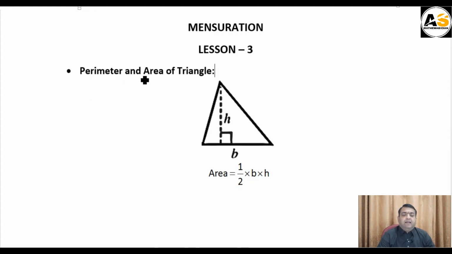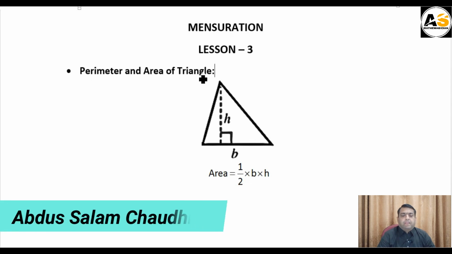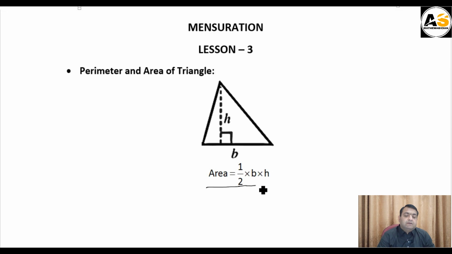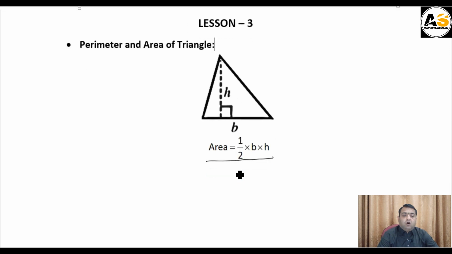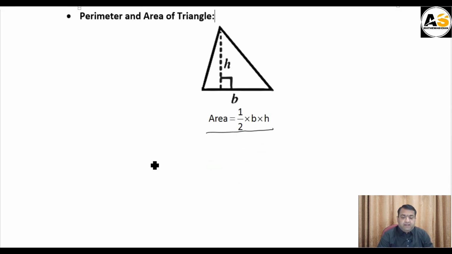Perimeter and area of a triangle. Formula for area of a triangle is base multiplied by altitude divided by 2. We need to understand what is base and what is altitude. Let us consider all possible types of triangles.